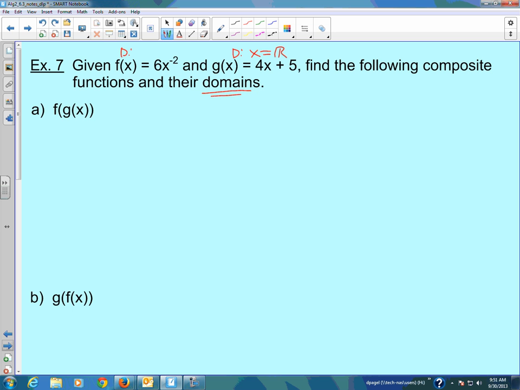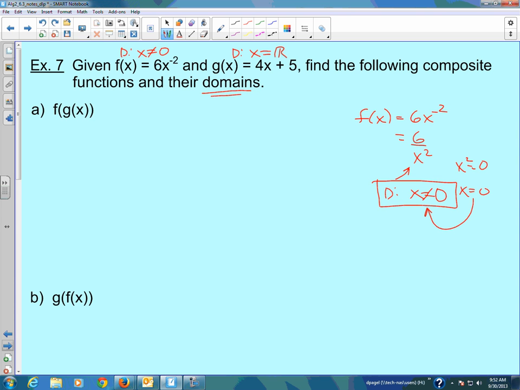But this f of x function, let's come over here and take a look at this. 6x to the negative 2. Let's write it as a positive exponent. And we get that. Well, we've got variables in the denominator, and we know that I can't have a 0 in the denominator. So if I were to set x squared equals 0 and square root both sides, I would find that x equals 0. And that's what's telling me what my domain cannot be for this f of x function. So we know that x can be all reals except 0.